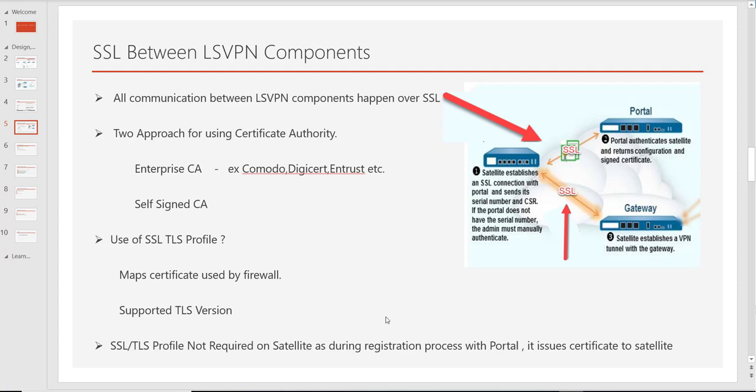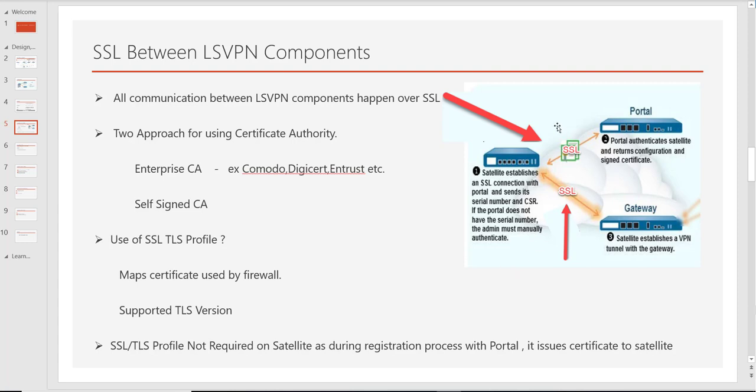So continuing with our LSVPN session, today we will talk about the need of SSL in LSVPN. So basically in large scale VPN, SSL is one of the required components. It is required between satellite to portal and for all the communication that is happening between the satellite and gateway.